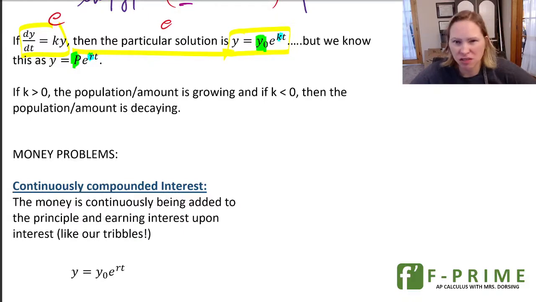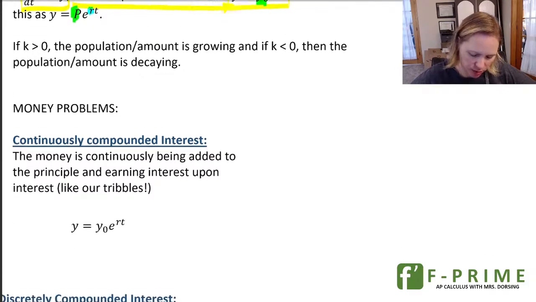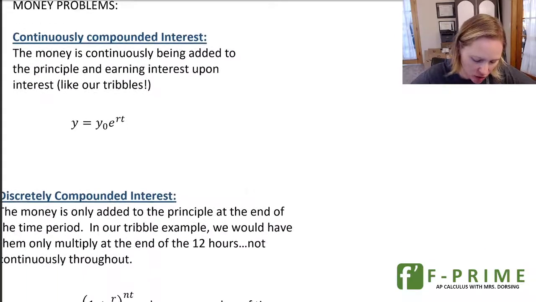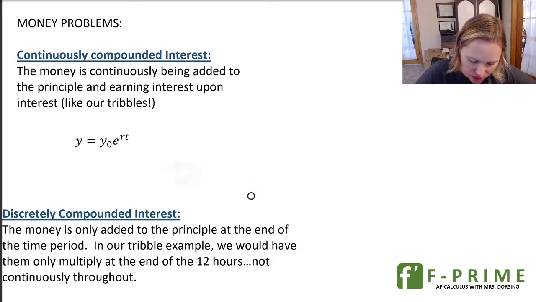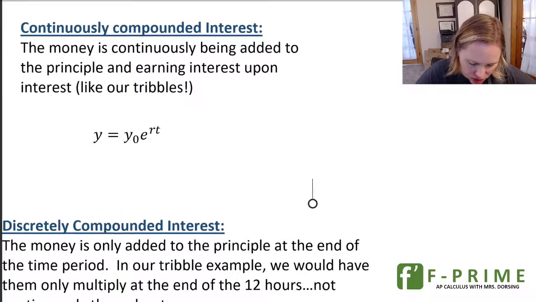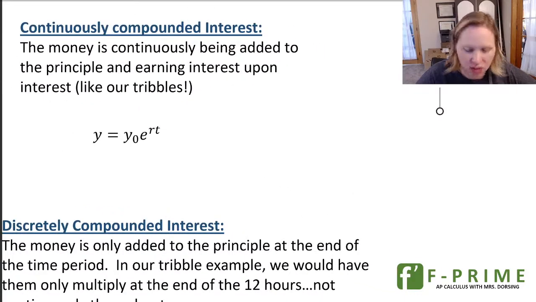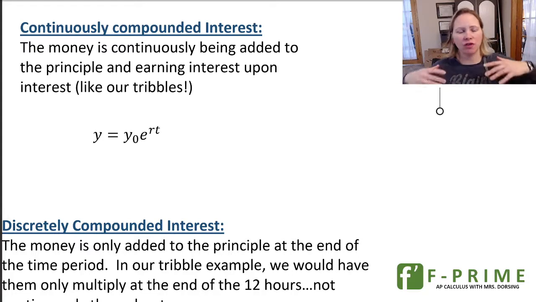So let's take a look at some applications here. So money problems, right? We've all got them. Anytime we're talking about continuously compounded interest, what this means is we're taking our bank account, and we're saying, hey, the rate of change in my bank is I'm adding a certain percentage. So if my interest rate is like 5%, then I'm adding 0.05 times whatever amount is in that account.